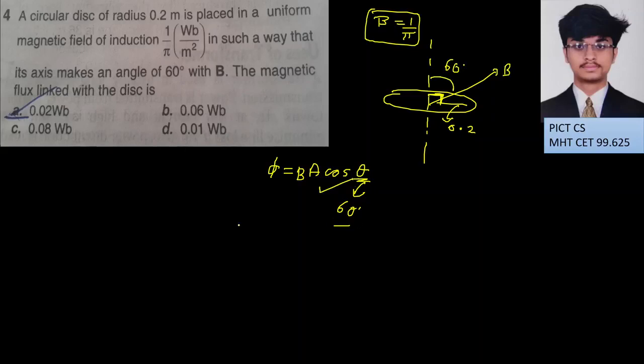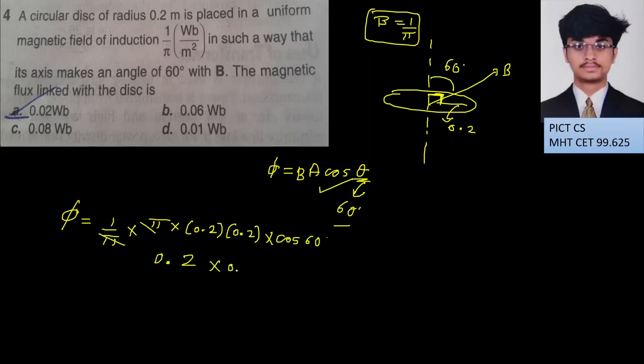So we can substitute here theta is equal to 60 degree, and so our flux phi will become B, which is 1 upon pi, into area. It's like pi into 0.2 into 0.2, r square, into cos 60 degrees. So pi and pi will get cancelled, so we have 0.2 into 0.2 into 1 by 2, cos 60. So it's like 0.2 into 0.1 is 0.02 Webers. Yeah, clear. So option number A is the right answer for this question.